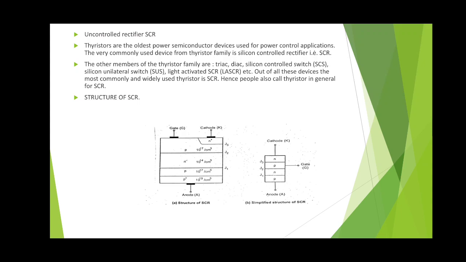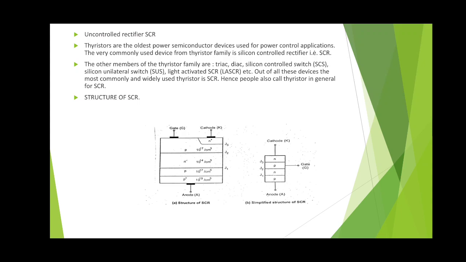When SCR is forward biased, that is, voltage between anode and cathode is positive, junction J2 is reverse biased and junctions J1 and J3 are forward biased. The depletion layer of J2 is absorbed by this N minus layer when the SCR is forward biased. The width of N minus layer decides the forward blocking capability of the SCR.